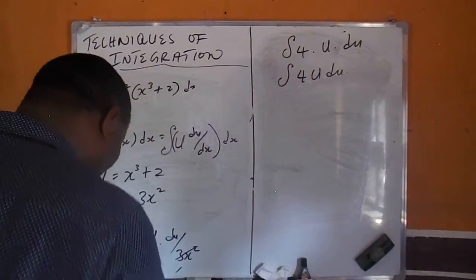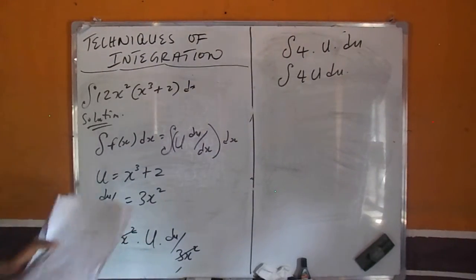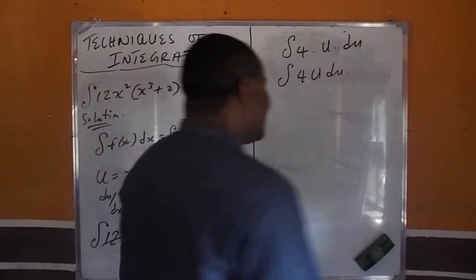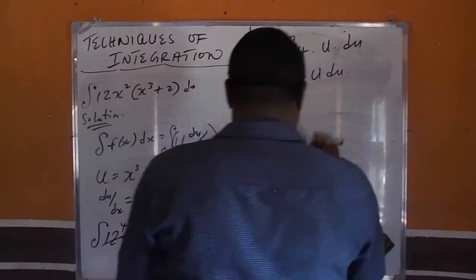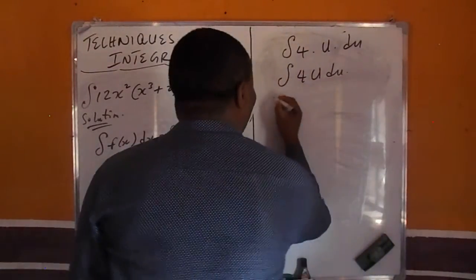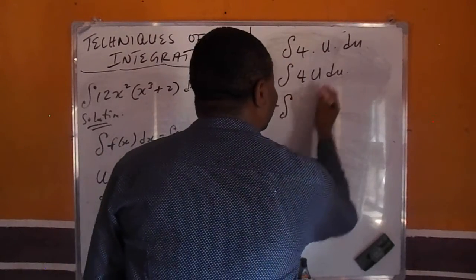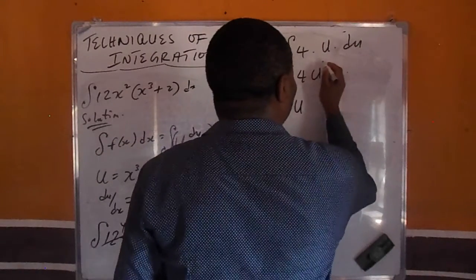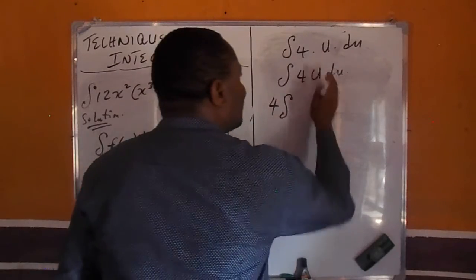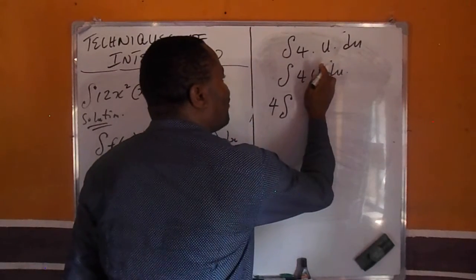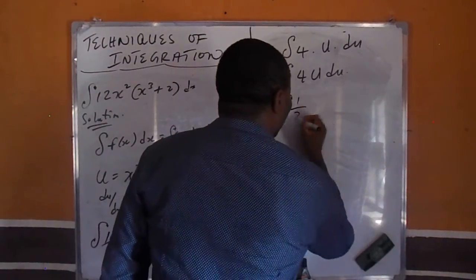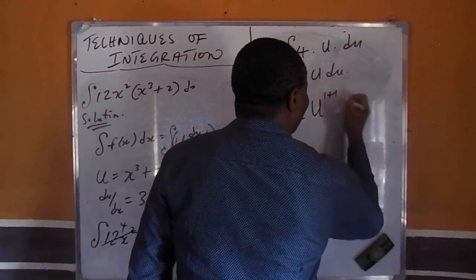Now that we have 4u du, how do we solve further? Now, we move further by saying that this 4 will come out, 4 integral, what is it? u, which means before you write, u is raised to power what here? Power 1. 1 plus 1 will give us 2. 1 all over 2, u to the 1 plus 1.